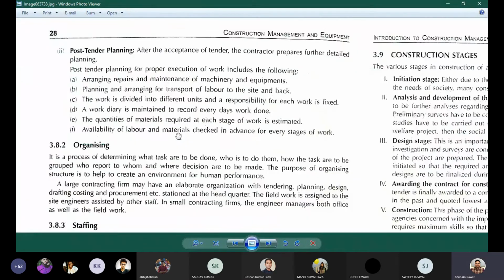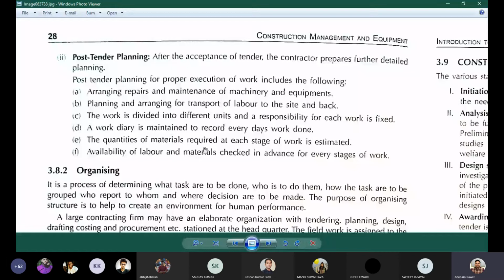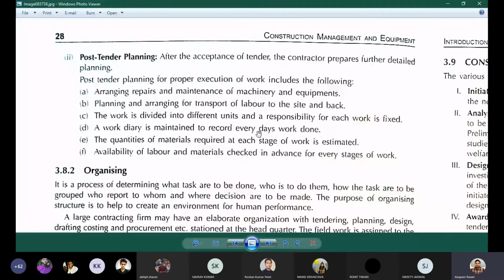In the post-tender planning, after the acceptance of the tender, the contractor prepares for the detailed planning. The post-tender planning for proper execution of work includes the arranging, repairing, and maintenance of machinery and equipment, and planning and arrangement of the transport of the labor. The work is divided into different units, and responsibilities of each work are fixed.